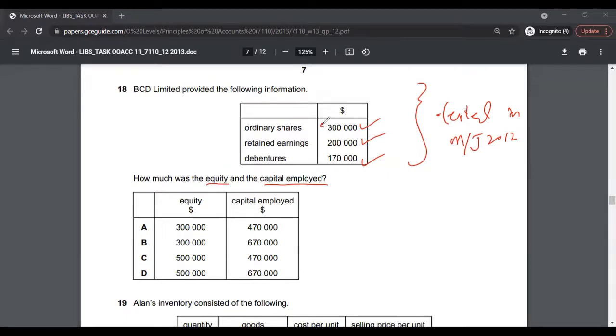The equity will be just the sum of 300,000 plus 200,000. That's 500,000. So A and B are clearly not the answer. It's either C or D. In capital employed, you will include the $500,000, which is equity, plus the non-current liability, that is debentures of $170,000. So the total capital employed is $670,000. So the answer to multiple choice 18 is option D.